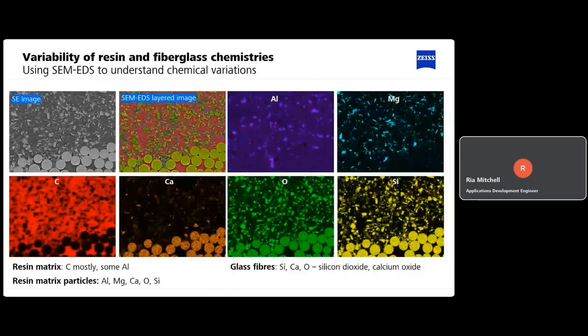Again, we can do things like SEN EDS. So this allows us to check the chemistry of different aspects of the laminate. We can look at the glass fiber chemistry, the resin matrix particles chemistry, and the resin matrix itself. Look at the recyclability, and then ultimately quantify the different chemistries and components that are in here based on the SEN EDS.